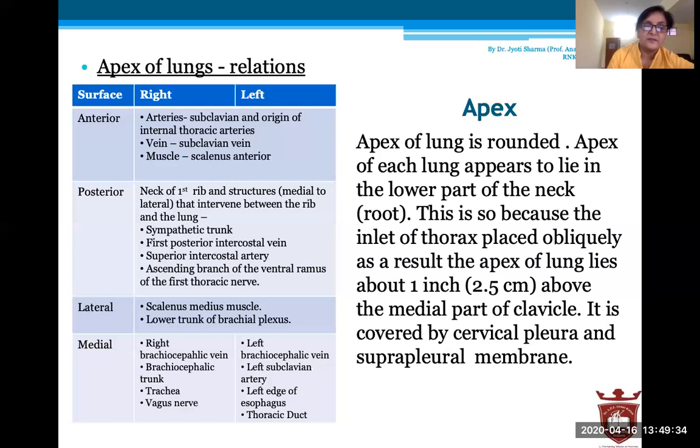Lastly, we see the medial relations which are different in right and left lung. In the right side, we see the brachiocephalic vein, brachiocephalic trunk, trachea, and vagus nerve. And in the left side, we see brachiocephalic vein, left subclavian artery, left edge of esophagus, and thoracic duct.